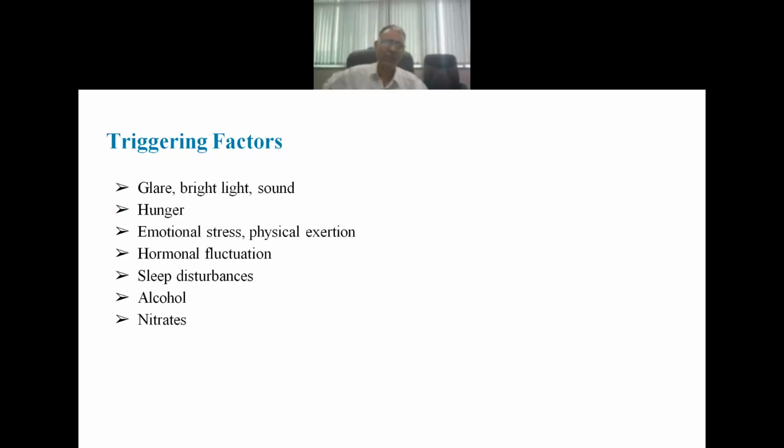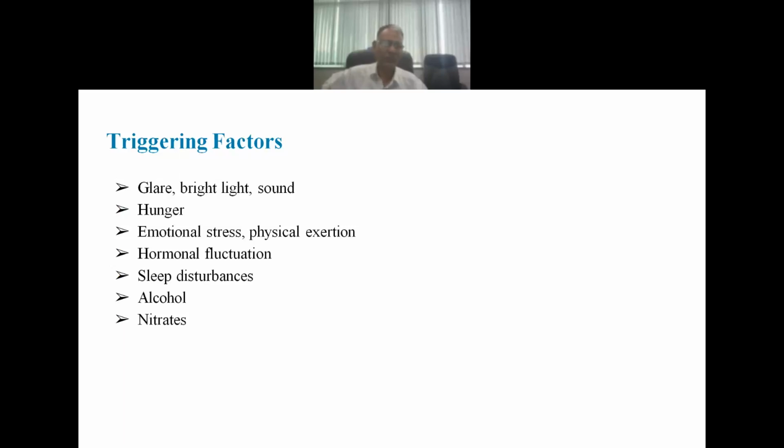migraine. So always advise your patient not to stay hungry. Emotional stress, very, very important. It's very easy to tell your patient that you should avoid stress, but it is very difficult to observe it. Physical exertion, if the patient has extra load, some guests have arrived and the patient is putting lots of work in the household, then again it may precipitate an attack of migraine.